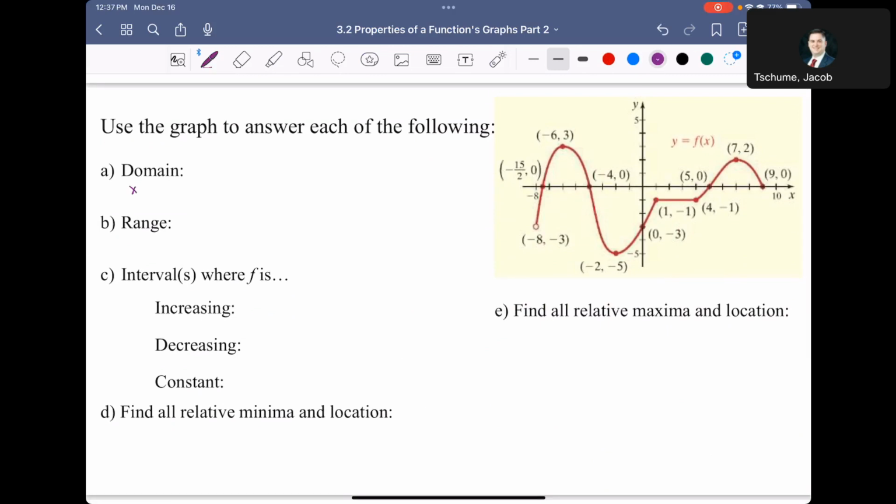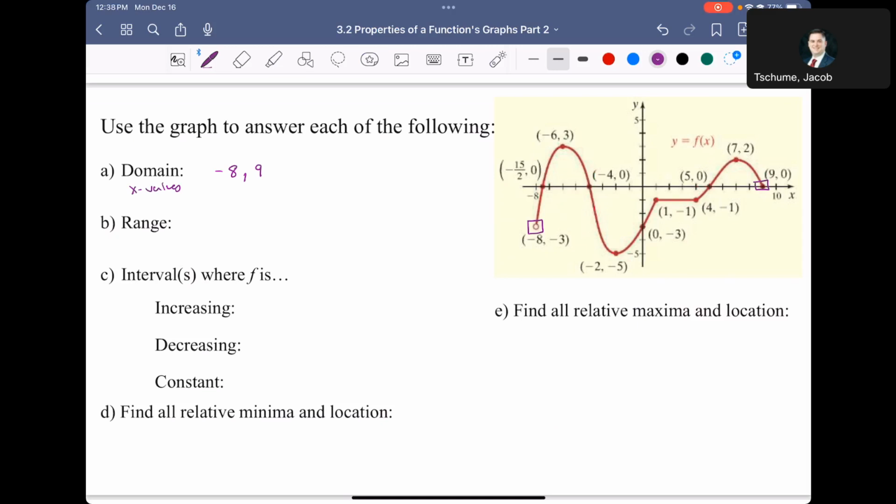So remember, the definition of domain is the x values of your graph. And so I told y'all the easiest way to do this is to first find the point on the graph that is furthest to the left and furthest to the right. So as far as the left goes, the furthest left that this graph goes is at -8, -3. And since we're doing x values, I will use -8. And the furthest to the right this graph goes is out here at the point 9,0. So we'll use the x value of 9.